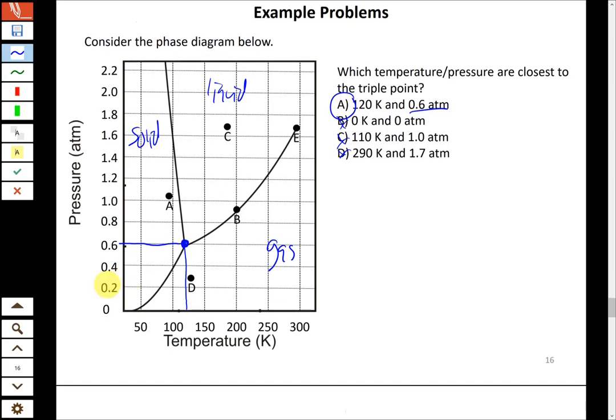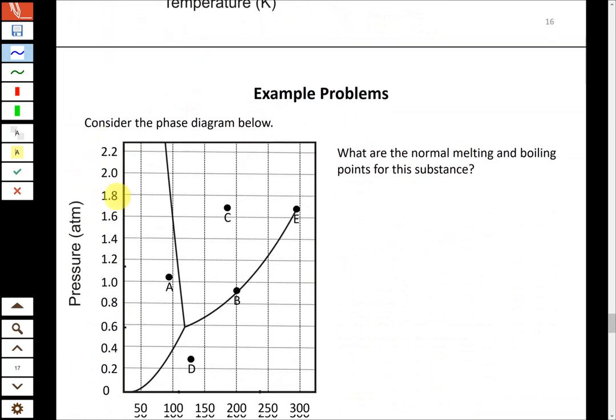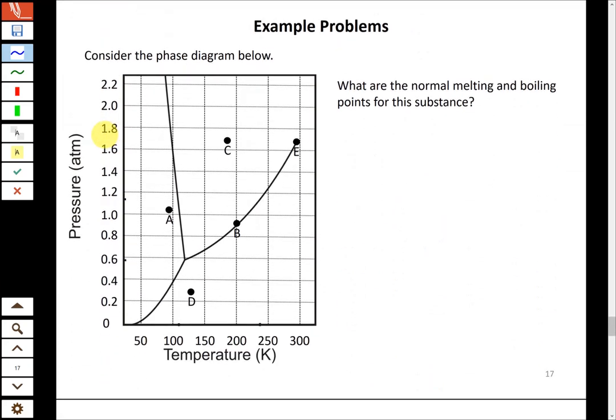All right, let's just keep going through some more until we run out of time. So this one wants to know what are the normal melting and boiling points for this substance. Remember that normal means at 760 millimeters or 1 atmosphere. So those are the phase change temperatures at regular sea level atmospheric pressure.